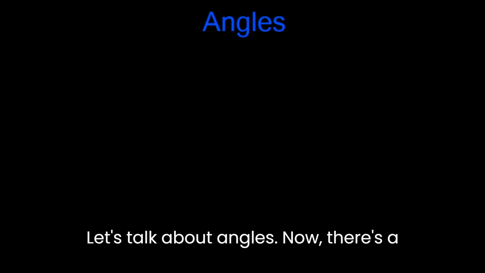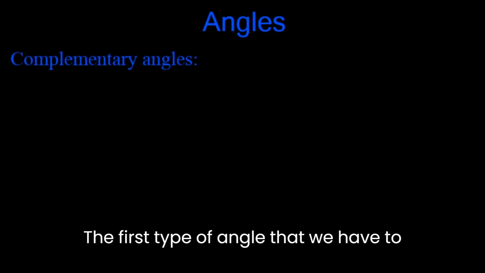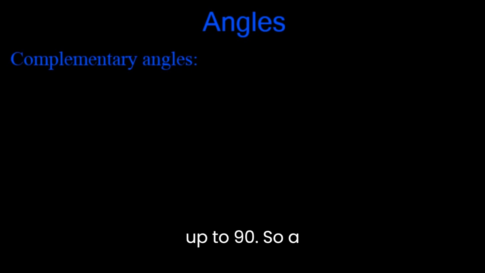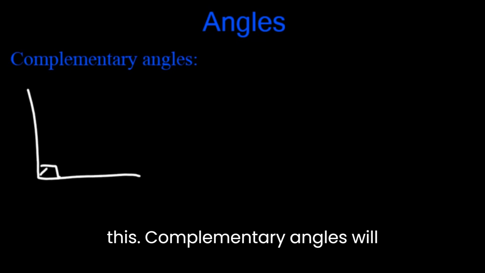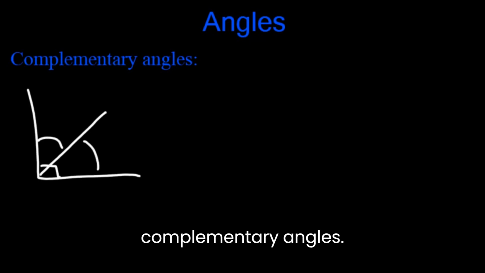Let's talk about angles. Now, there's a couple of types of angles that we have to talk about. The first type of angle that we have to talk about are complementary angles. Complementary angles are angles that add up to 90. So a 90-degree angle looks something like this. Complementary angles will add up to 90. So these two angles are complementary angles.